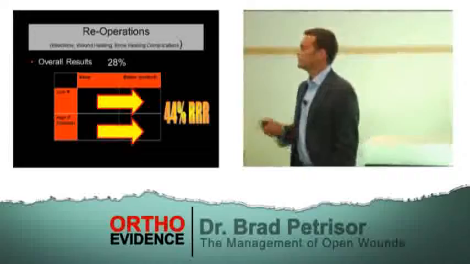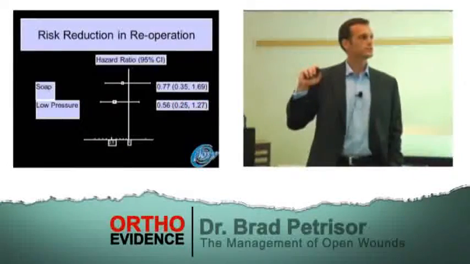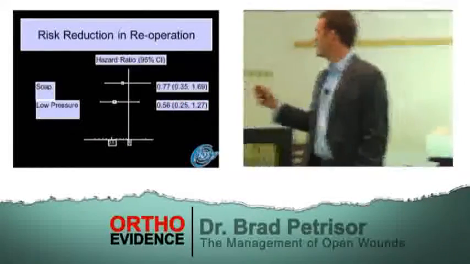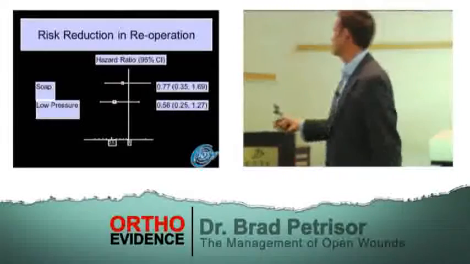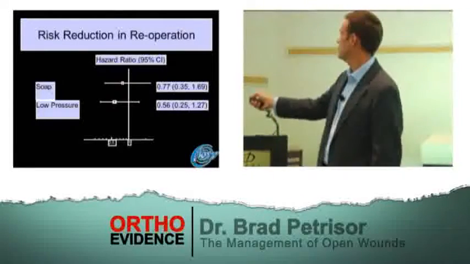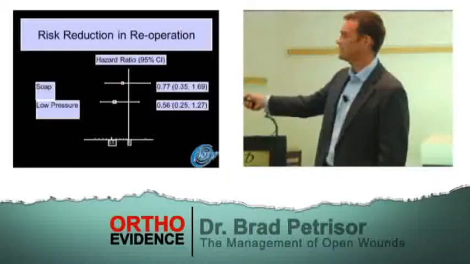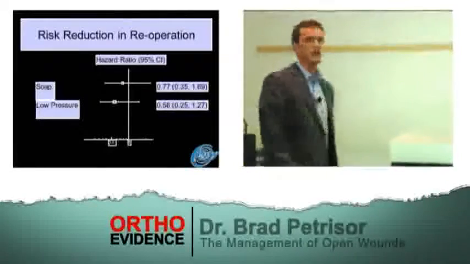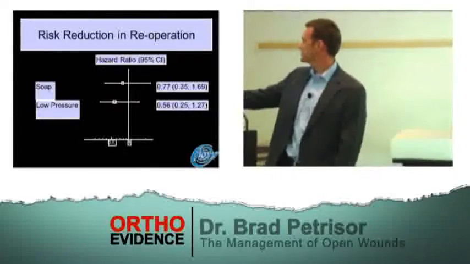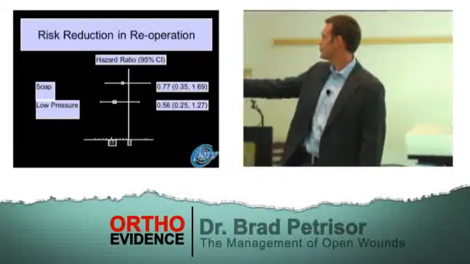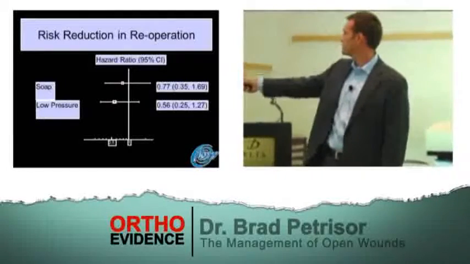I'm not. So here's another way to present the results. This is sort of the forest plot way, which because I just like it so much visually, it makes sense. Here's the line of no effect. So here's our point estimate of effect of 23% relative risk reduction, and here's our point estimate of effect of 44% relative risk reduction for soap and for low pressure, and here's our confidence limits.